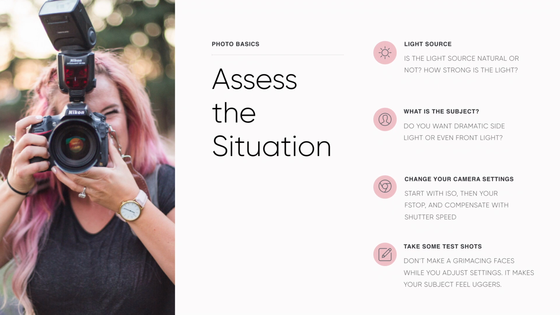What is the subject? Do you want dramatic side light or even front light? A lot of times I'll do food photography or a lot of portraiture of men side lit, because it's very dramatic. It shows texture, it shows dimension, like pictures of a bride's dress, showing detail and lace. I'll shoot that side lit so that you can see that detail.